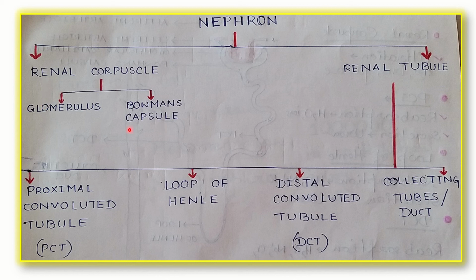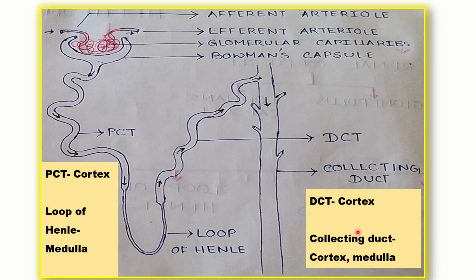One is that cup-shaped glomerulus. One is the glomerulus, the other is the Bowman's capsule. The second part is the renal tubule. All tubular structures are included under this head. Okay, it consists of PCT, loop of Henle, DCT, and collecting ducts or collecting tubes.